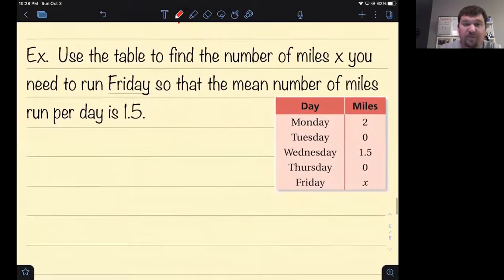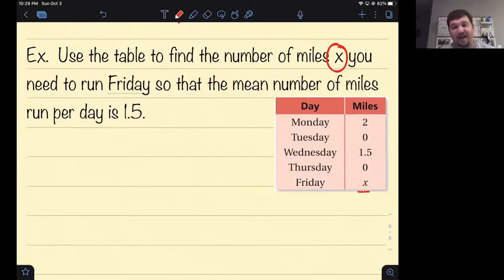Here's another one. Use the table to find the number of miles X. So X represents miles. I would have used M, but I guess they're using X here. You need to run Friday so that the mean number of miles run per day is 1.5. So you're trying to get an average or a mean of 1.5 miles. And so you ran 2 miles on Monday. You didn't run Tuesday at all. You ran 1.5 on Wednesday. You didn't run Thursday. Now how many miles do you have to run Friday so that your average for those 5 days would be 1.5?